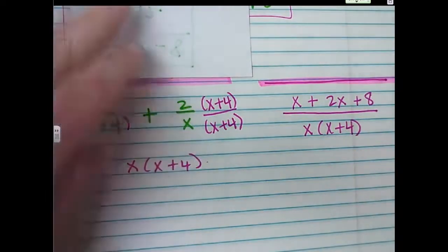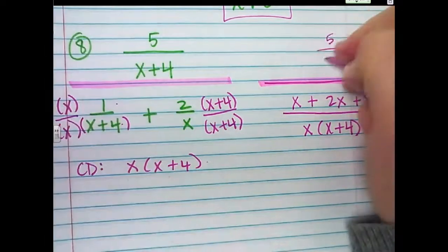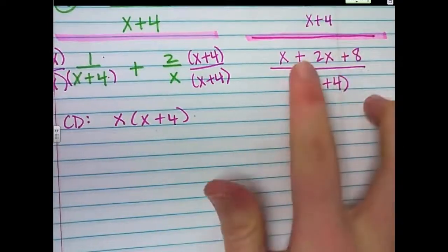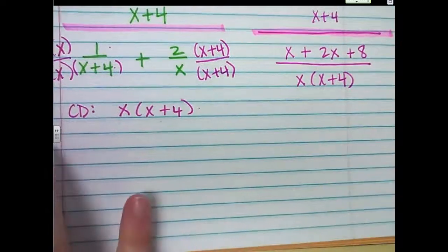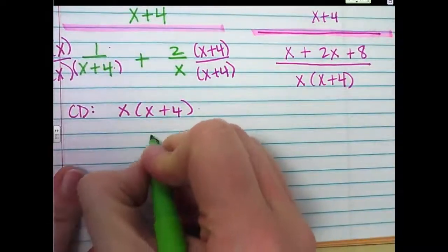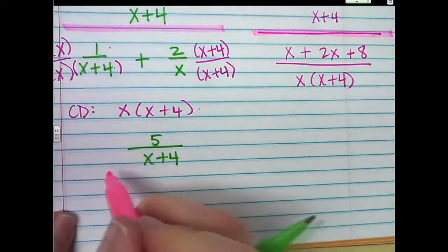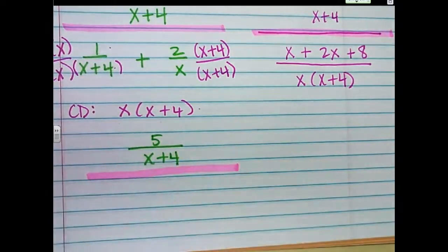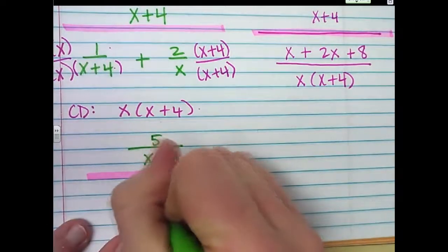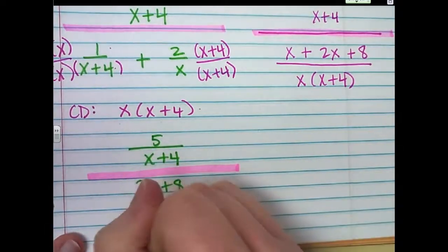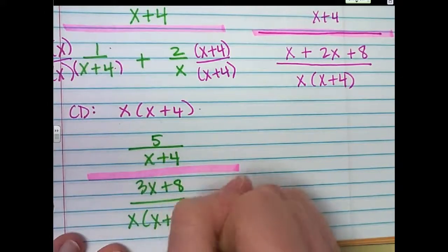And on top, I still have, write this simplified version. So I have 5 over x plus 4 on top. And what do I have on bottom now? 3x plus 8 over x times x plus 4.